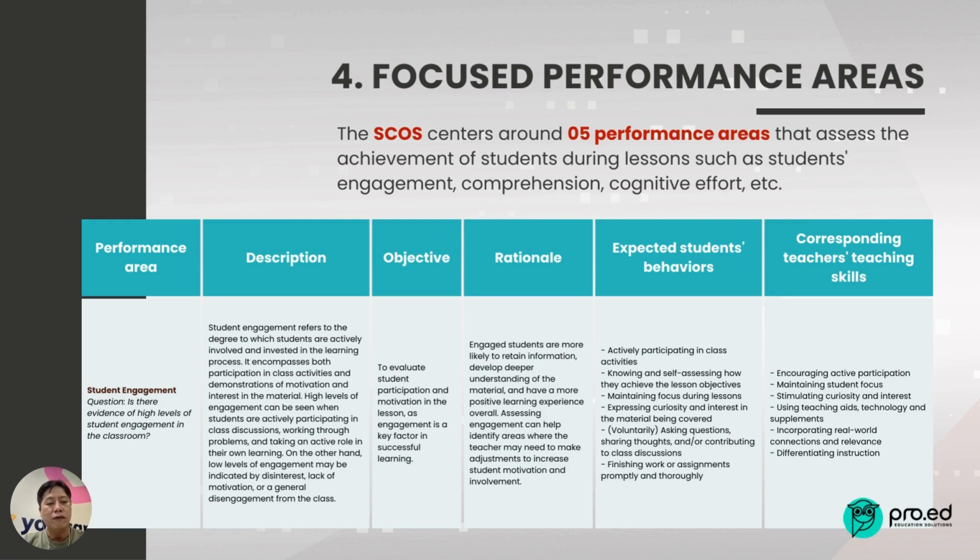So you can see that for every performance area, the SCOS provides the description, what is it about, right? The objectives, why do we need to observe that? And the rationale, what the area can help students, right? And also, the SCOS will provide the expected students' behavior for that area and the corresponding teachers' teaching skills for that area too. Right, so have a look at this.